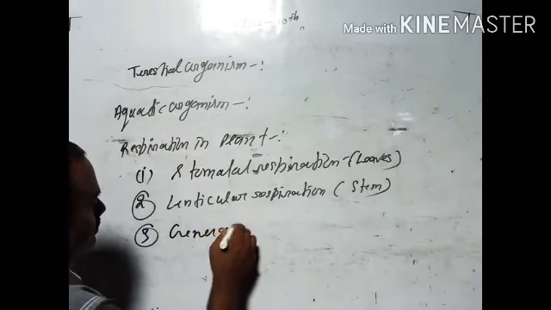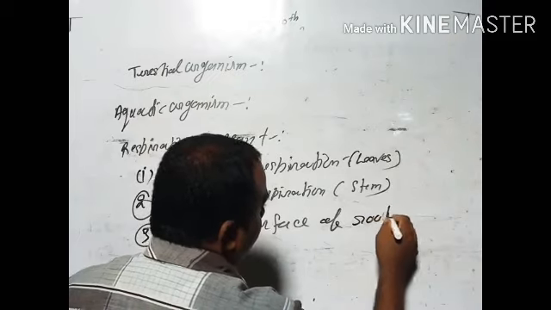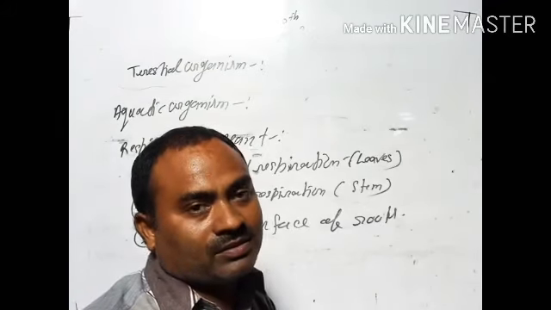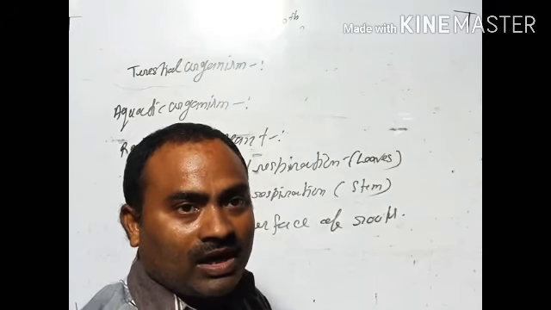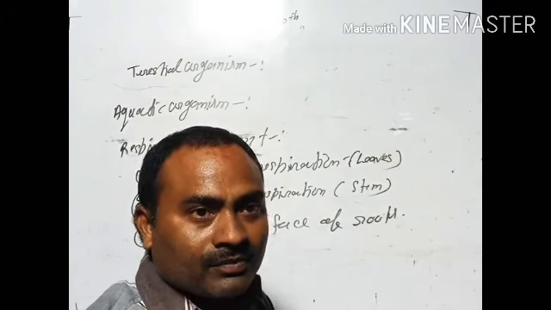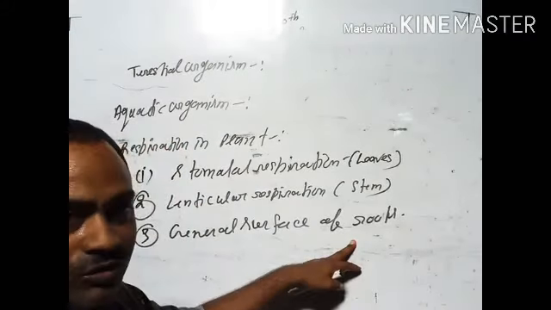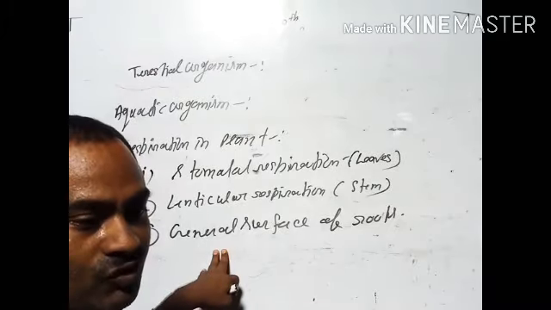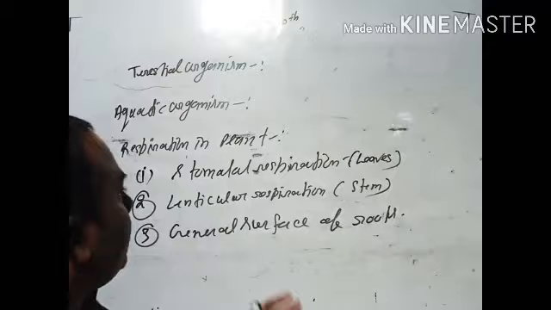Third, the general surface of the roots. Roots also respire, because roots also have cells that use energy. The surface of the roots diffuses oxygen from the soil. This is respiration in plants. Okay, note it.